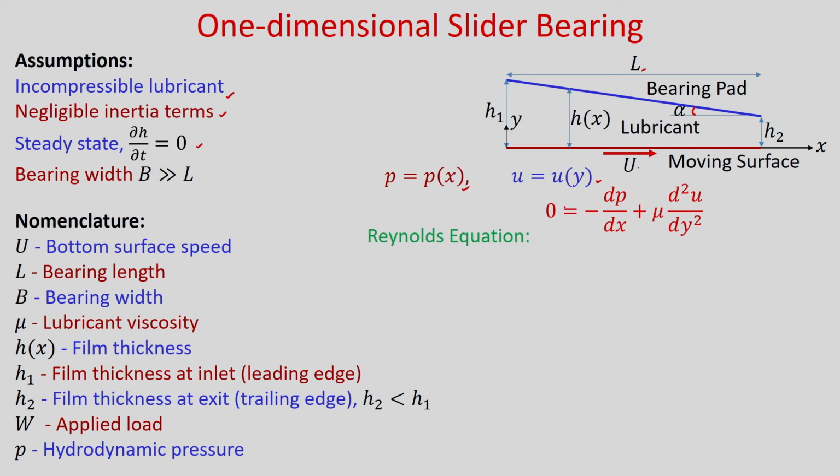So, obviously from this figure you can see that p is a function of x only and u is a function of y only, and we have this nomenclature: U is the bottom surface speed, L is the bearing length, B is the bearing width, mu is the lubricant viscosity, h(x) at any location x is the film thickness, H1 is the film thickness at inlet, that means at the leading edge, and H2 is the film thickness at exit or trailing edge, and H1 is greater than H2. And W is the applied load on the bearing pad, and p is the hydrodynamic pressure.